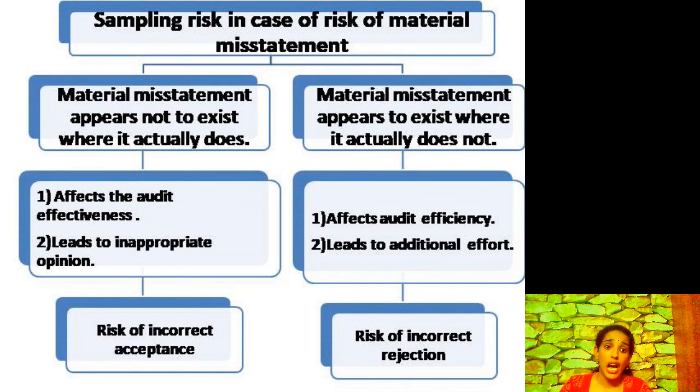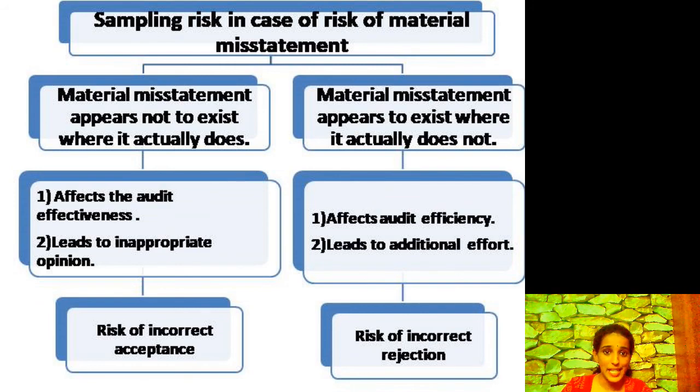Now see the other case. Material misstatement appears to exist where it actually does not exist. So sometimes a material misstatement is not there, but the auditor feels there is some kind of material misstatement. The second scenario: no surveillance system present. He feels that the controls are ineffective. He does additional audit procedures to confirm the same. He feels there could be a material misstatement because of ineffective control.